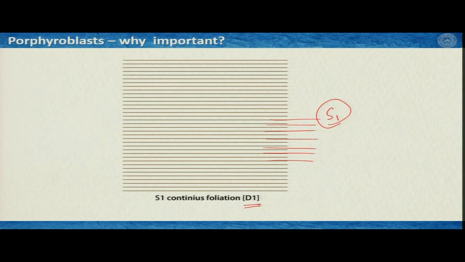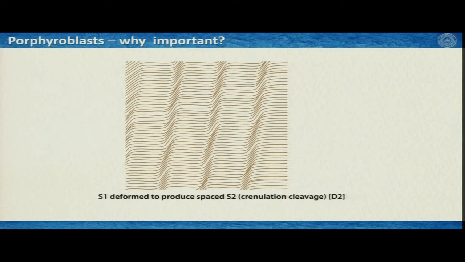Now, this foliation, this S1, can get further deformed and produce a crenulation cleavage, which is now oriented like this, and we can assign it as S2, whereas this one was S1. So, S1 got crenulated to develop S2, and this is crenulation cleavage because this is the cleavage domain and these are the microlithon domains, and the microlithon domains here, at least in this illustration, contain a fabric. So, this is why this is crenulation cleavage.